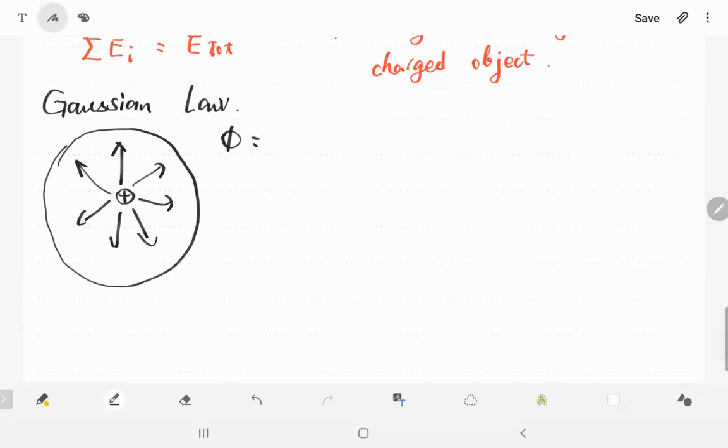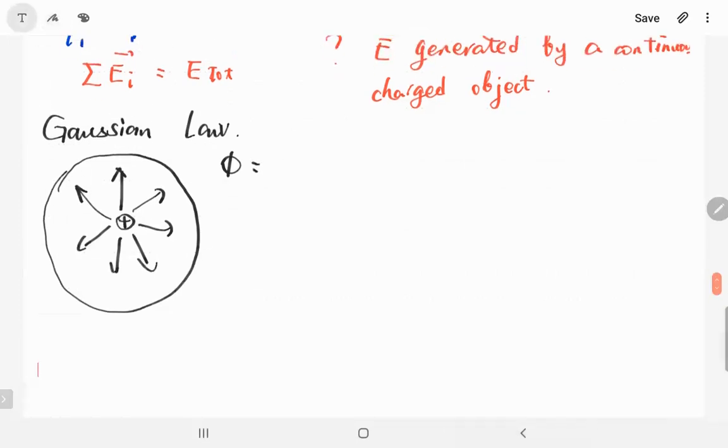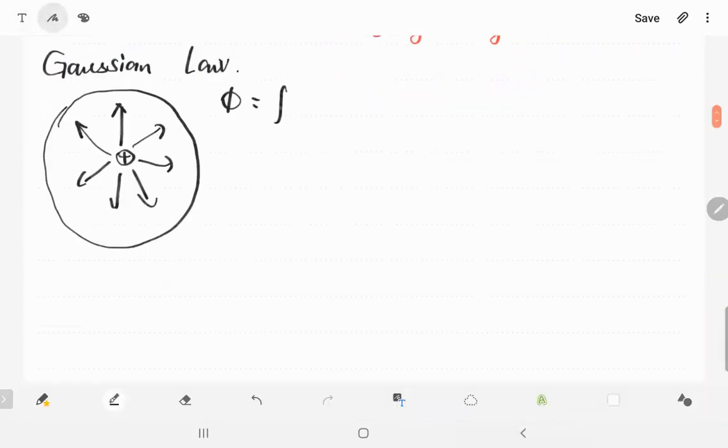The flux will be the integral of the electric field times the surface area of the surface. Because the charge is at the center, the electric field on the sphere surface is uniform. If this is uniform, then I can take the electric field outside the integral. We have E times the integral of dA.